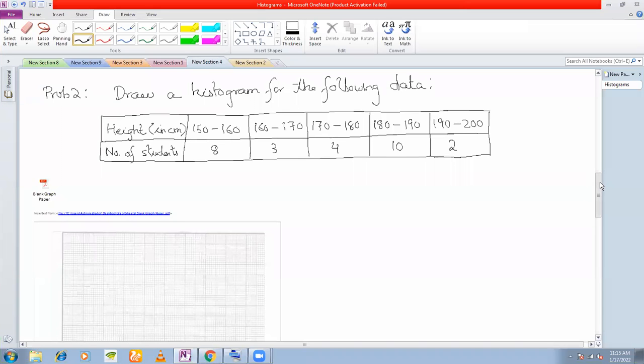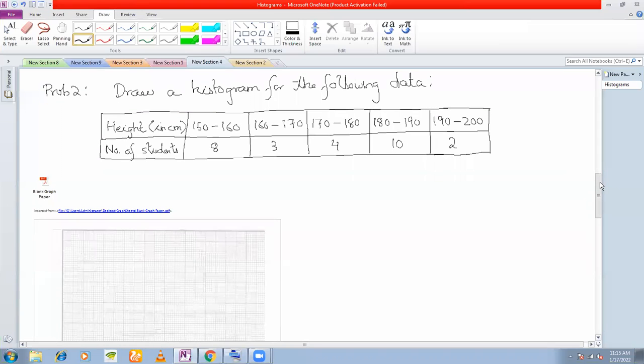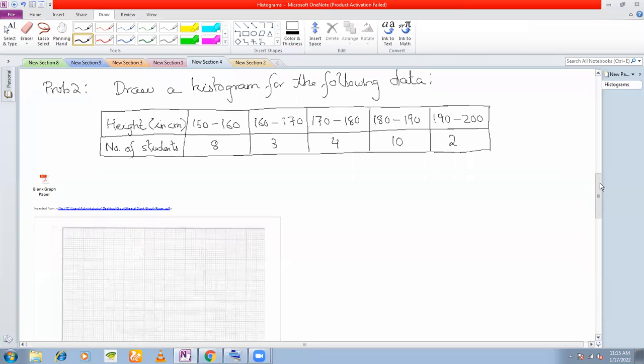The question here is to draw a histogram for this data. Class intervals are given, right? And what kind of class intervals are these? These are class boundaries, right? They start from 150 and end at 200. And what do we do with the class boundaries in case of a histogram? We plot them on the x-axis, right? And what do we do with the number of students? We plot them on the y-axis, right?